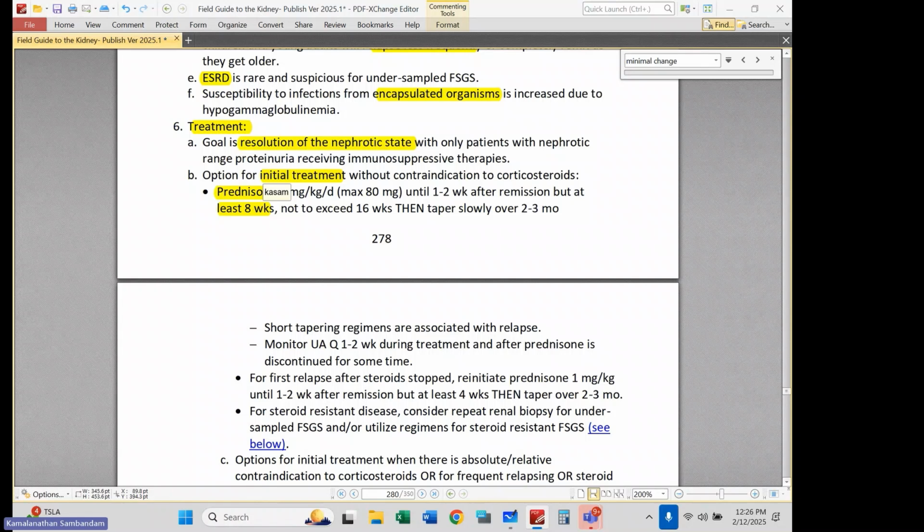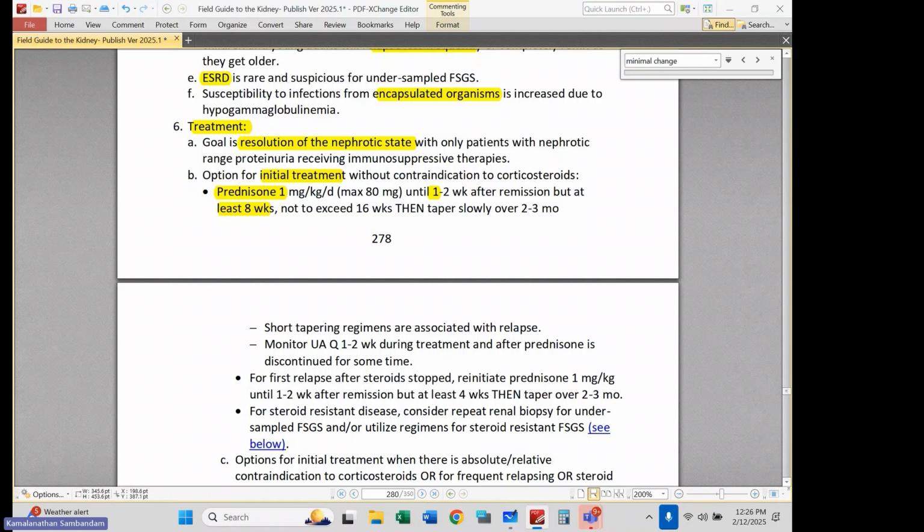But in general, people have shown in retrospective data sets that when you treat less than 8 weeks an adult with high-dose steroids, the relapse rates are pretty high. So in general, even if you remit within, let's say, 1 week of starting steroids, I'm generally committing to about 8 weeks for that first episode.